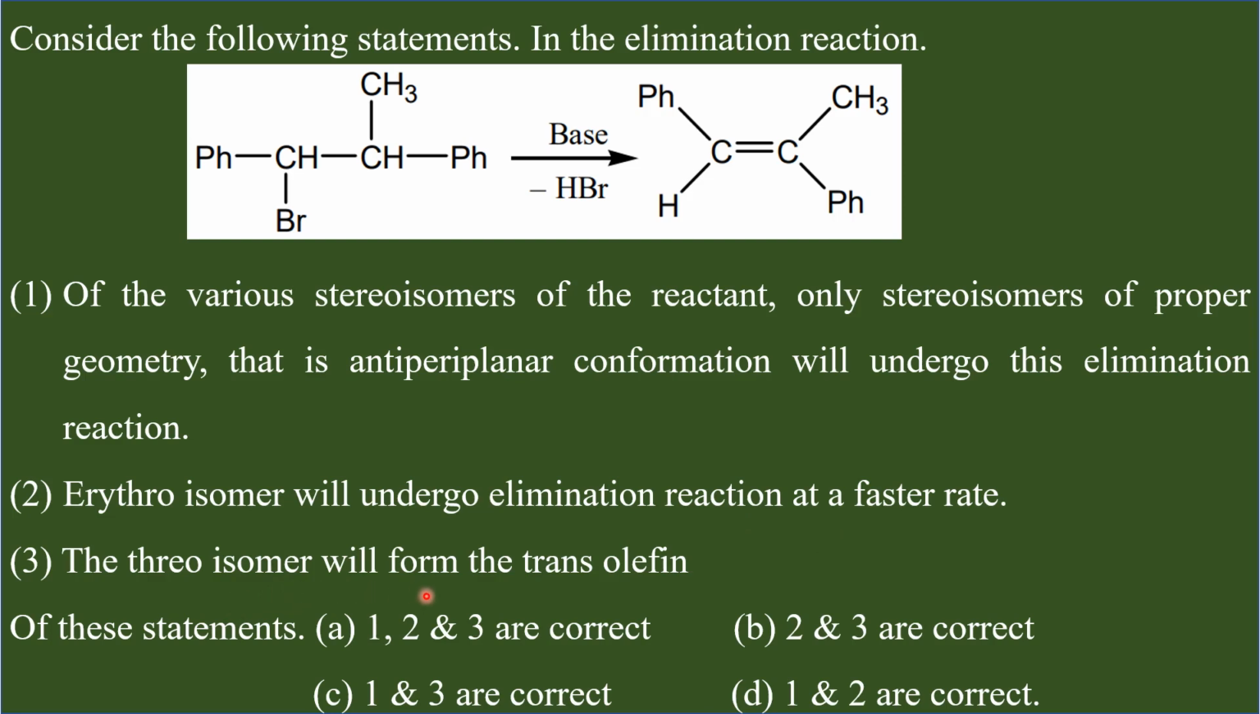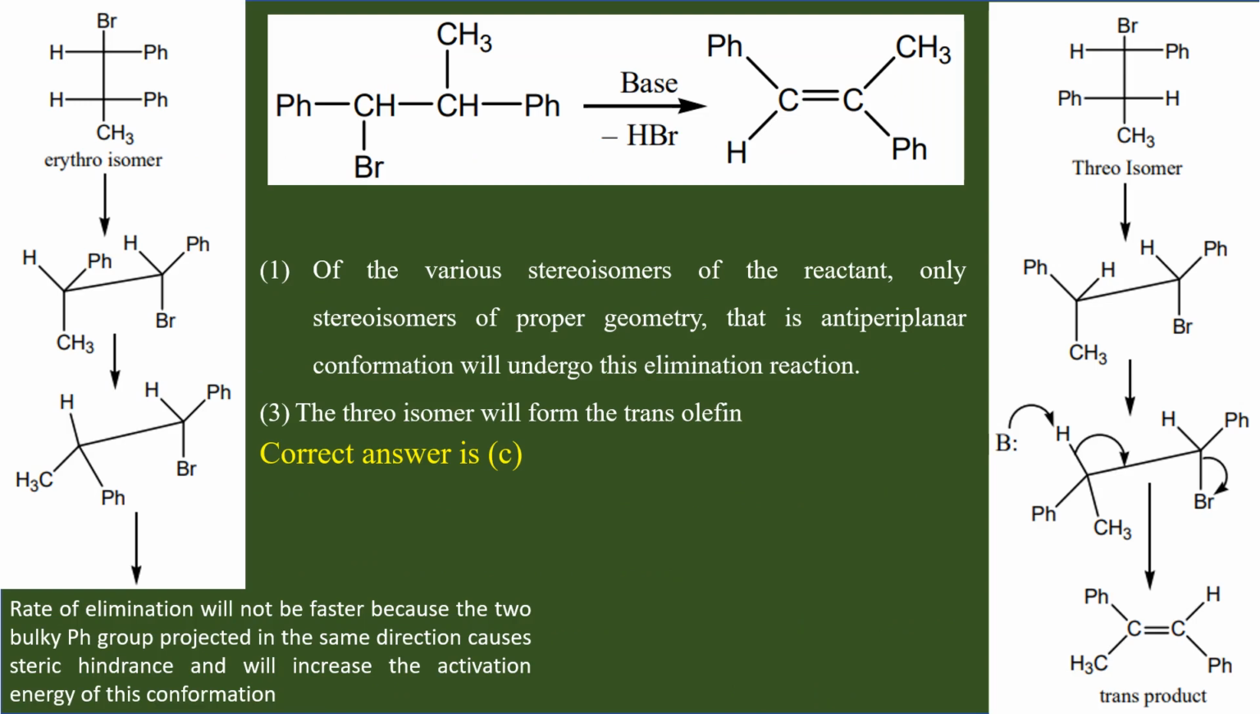The threo isomer will form the trans olefin. This is the trans product. So only if this is the threo isomer, it will undergo elimination to form the trans olefin. Of these three statements: all the three are correct, 2 and 3 are correct, 1 and 3, 1 and 2. So among the four choices, which one is correct, that we are going to identify now. This is the problem given for us.